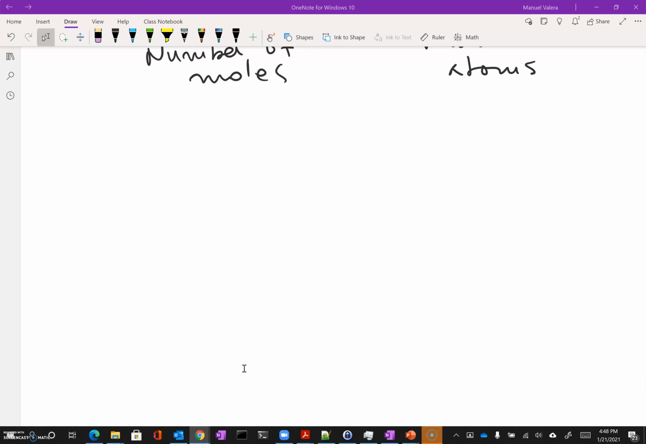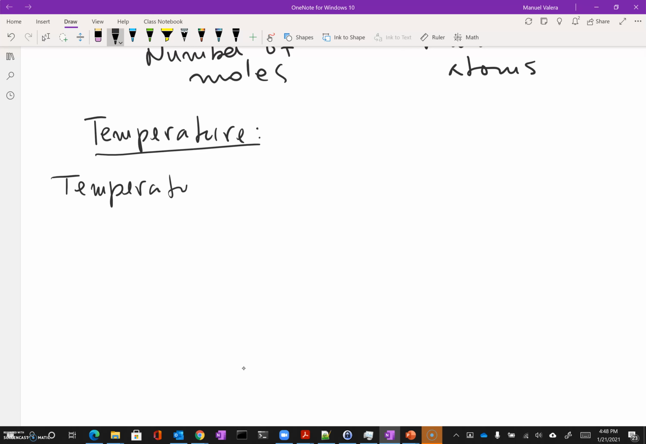So the last quantity we are going to talk about is temperature. And temperature is a tricky one to define, and we need to get a little bit of intuition to really understand that. So for now we are going to take an operational definition, and we're going to say something very simple. Temperature is what you measure with a thermometer.